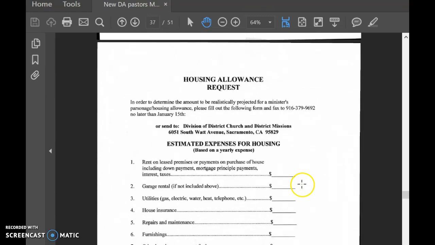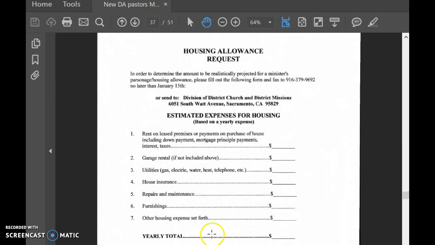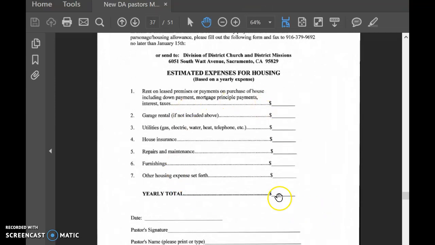This is probably the most important here, is the housing allowance under tab 7, is the housing allowance request. It's vital that you fill this out annually, only if the numbers change. This right here will ensure that you do not have to pay federal income tax on your housing allowance. So it's extremely important that you fill this out. If you have any questions, you can give me a call.